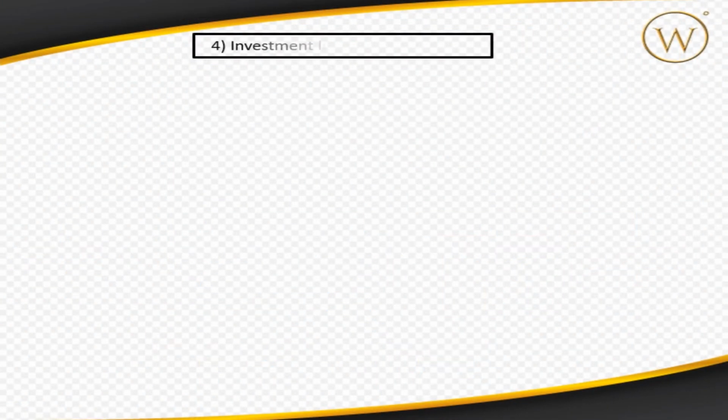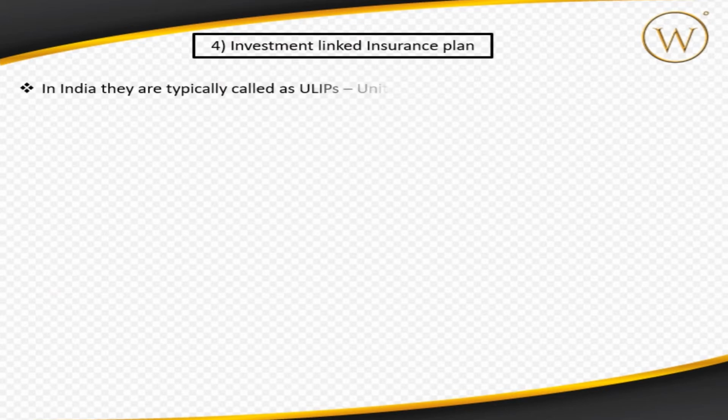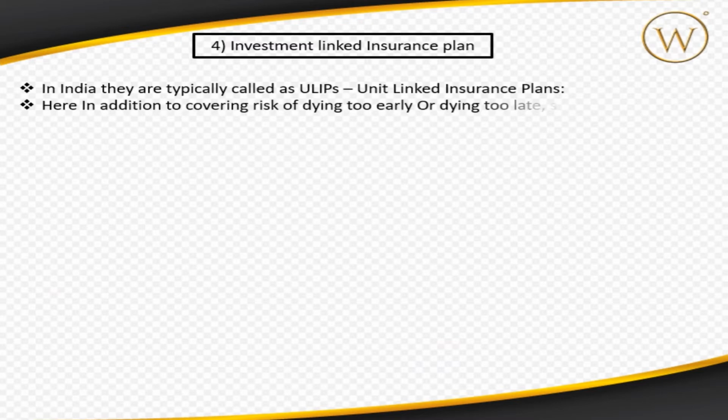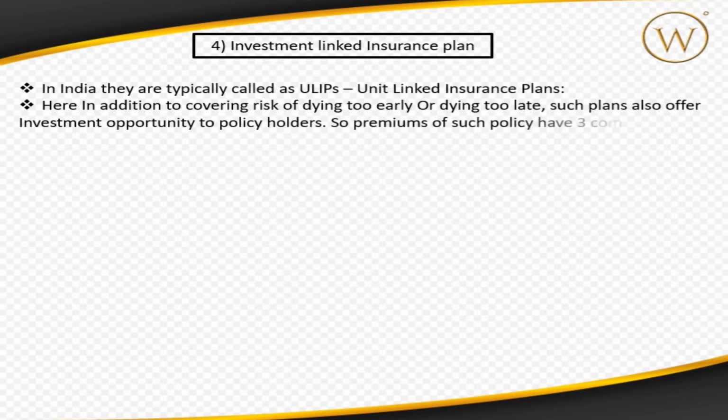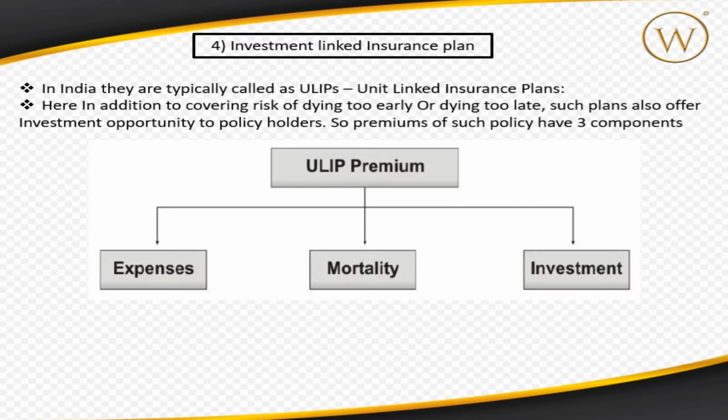The next type of plan is the investment linked insurance plan. So over here, these plans are basically called ULIPs, or unit linked insurance plans. And here, in addition to covering the risk of dying too early or dying too late, such plans also give an investment opportunity to the policy holders. So over here, the premium of such policies is basically divided into three parts.